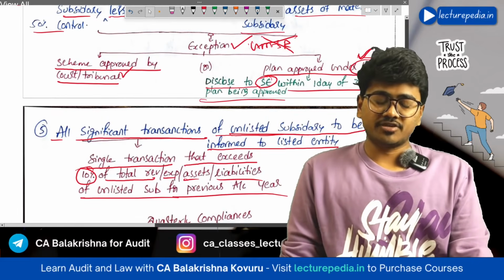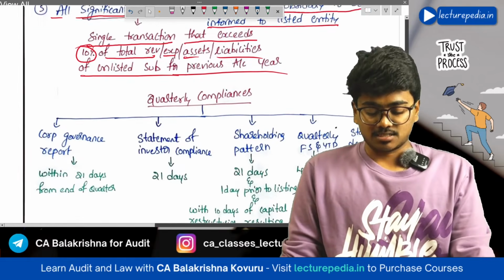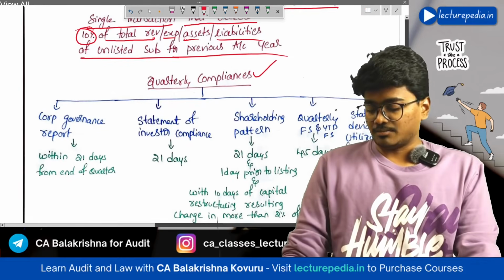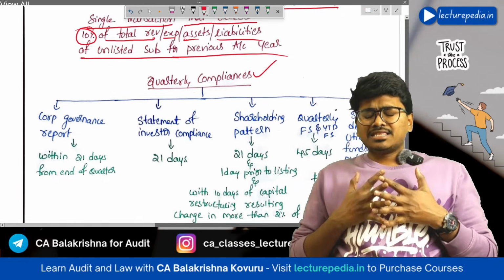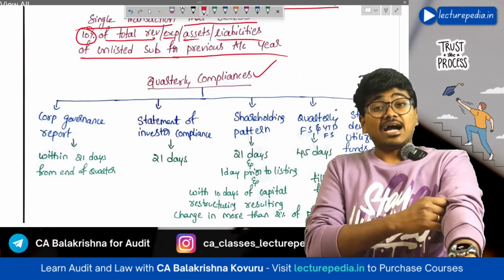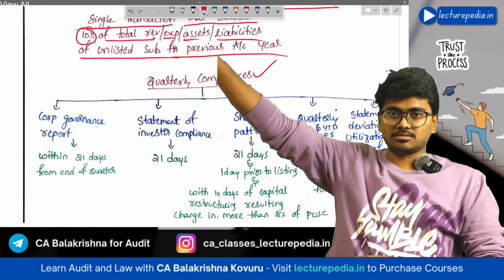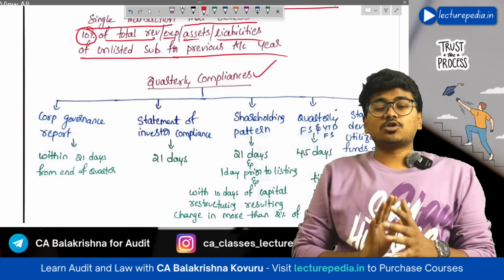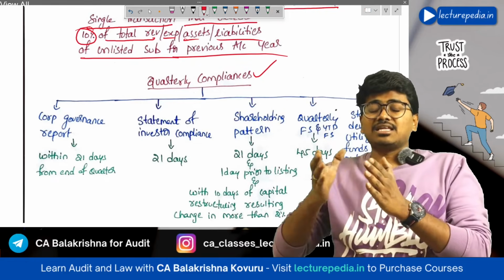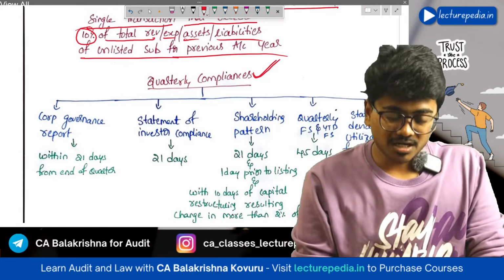What is the definition of material subsidiary? We have already discussed. Next, quarterly compliances. What are these quarterly compliances? All the listed entities, on a quarterly basis, have to submit certain reports to the stock exchanges. We will be calling them quarterly compliances. There is a time limit for each type of report. We'll see that now.